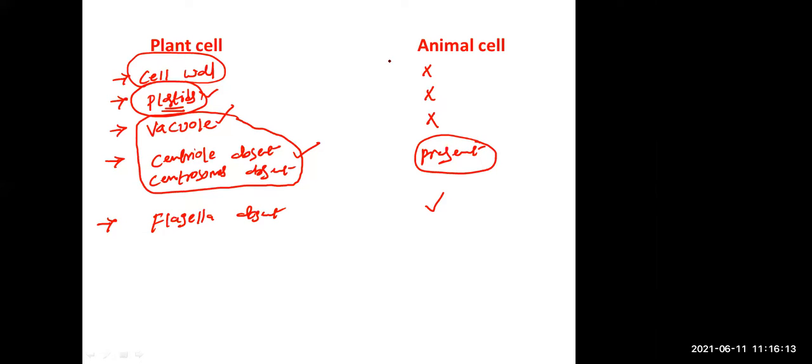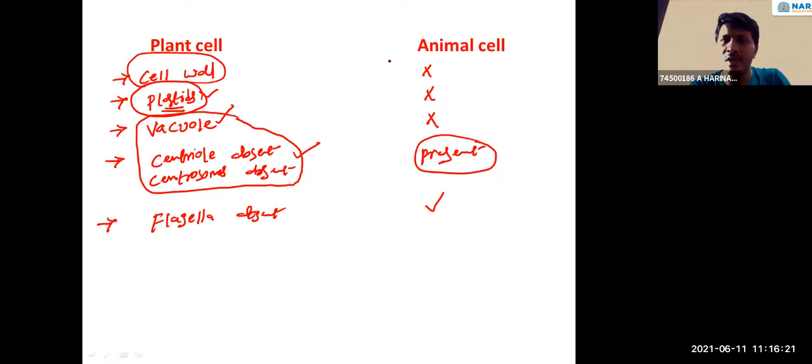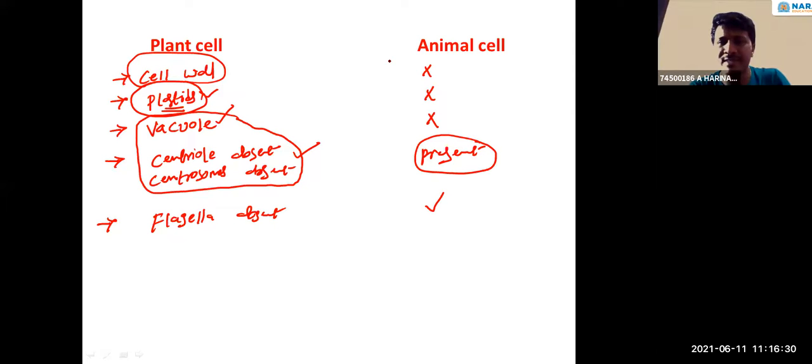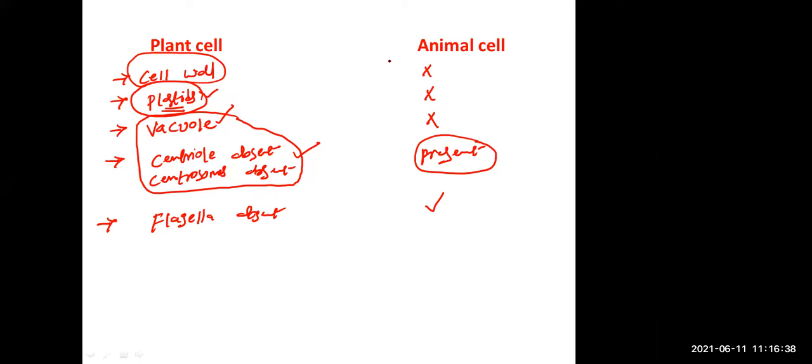What is the shape of the cis face? Convex, right? So what is the other name for the cis phase? The convex phase, the forming phase. The trans phase is the maturation phase. So the Golgi apparatus is made up of a number of disc-like sacs. We are calling those cisternae. Right, good.